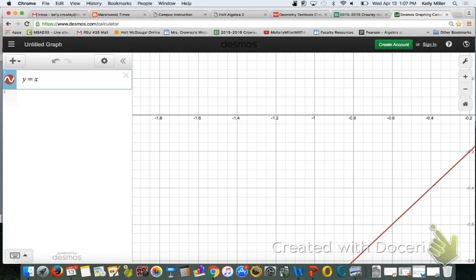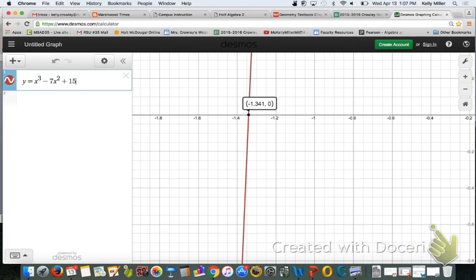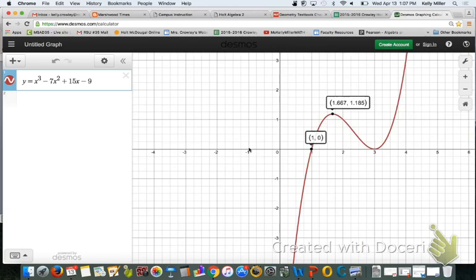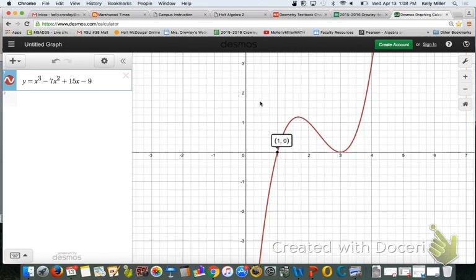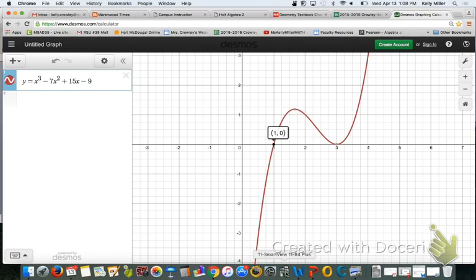I want you to graph that function in your y equals screen: x to the third minus 7x squared plus 15x minus 9. I'm graphing mine on Desmos, so it's a little bit easier to see than probably on your graphing calculator. Are you guys getting something that looks like that?